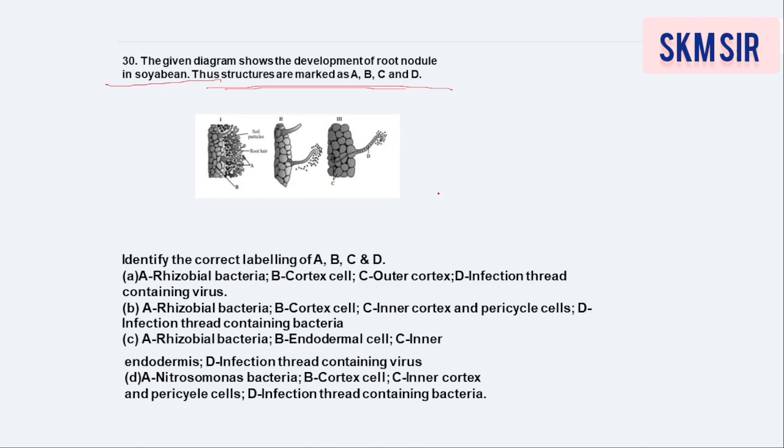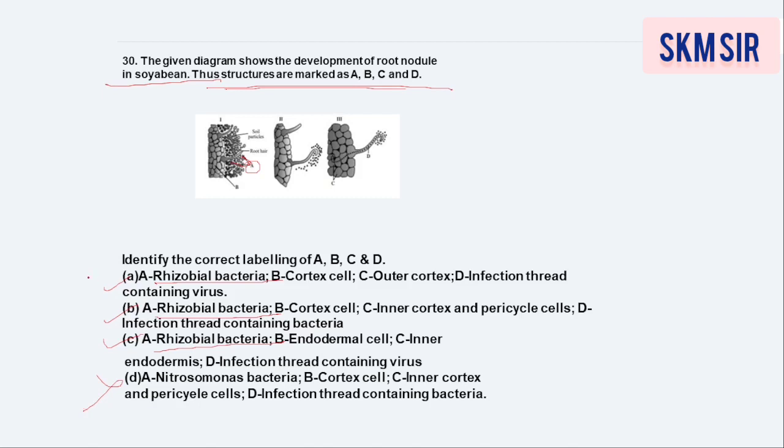Okay, done. So what do you think A actually indicates here? It is bacteria. Which bacteria? Obviously it is rhizobial bacteria. So we will mark rhizobial bacteria in the options A, B, C. All three have rhizobial bacteria, so we cannot discard A, B, C. Yes, we can discard option D, because it does not fit our chosen option, that is rhizobial bacteria.